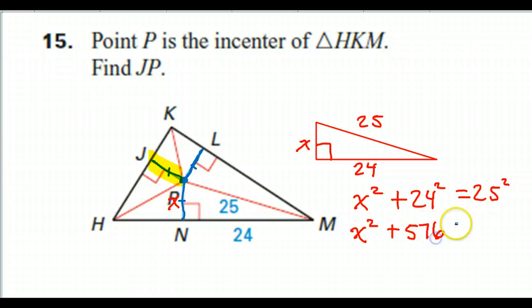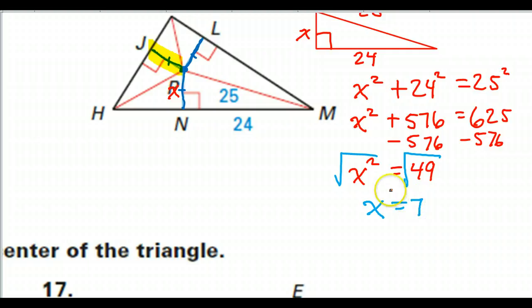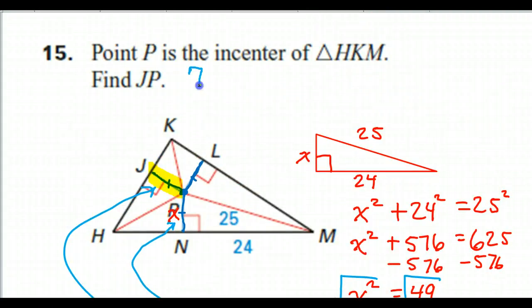576 is equal to 625. So if we just subtract 576 from both sides, that's going to give me x squared equals 49. If I then take the square root of both sides, that's going to, of course, give me x equals 7. So that means this is 7 for where PN is, but again, because it's the incenter, all three of these lengths should be the same. So if this one is 7, that means this one is 7 also. Okay, so that's why the answer is 7.